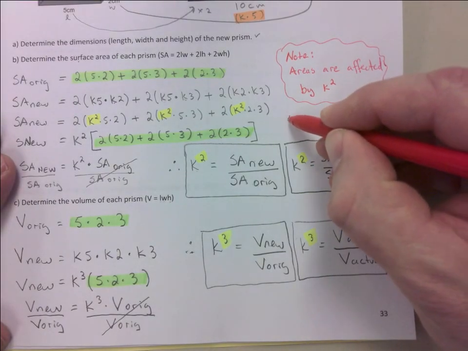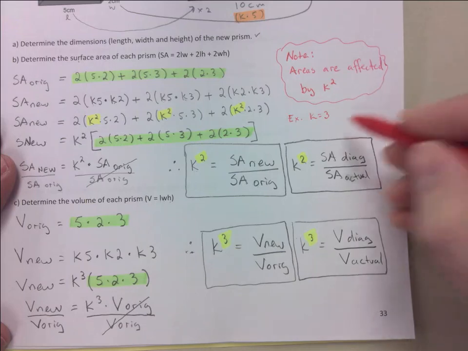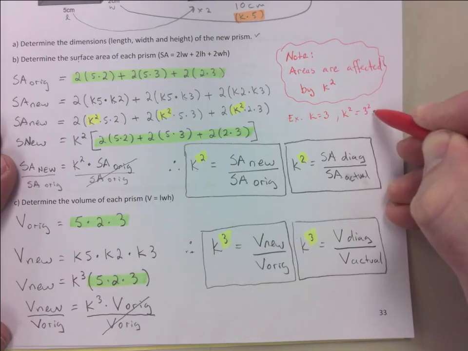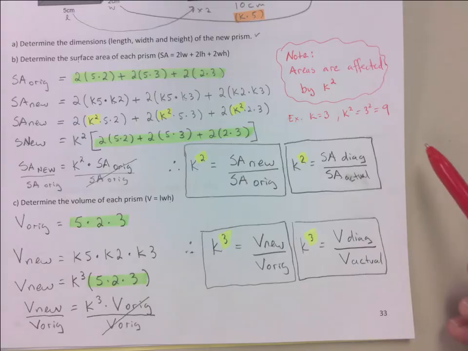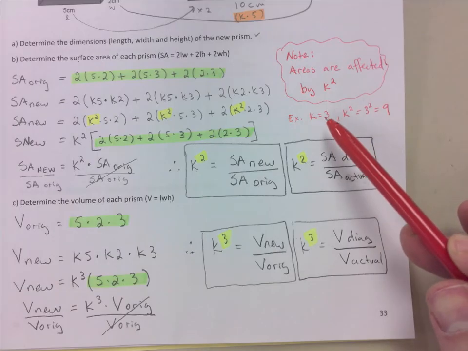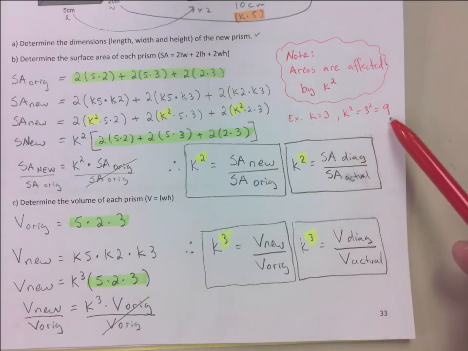Maybe I should give you an example. If K is equal to 3, then K squared is equal to 3 squared, which is 9. So what are you talking about, Mr. Erickson? If the scale factor is 3, if every dimension from one to the other has been, in this case, tripled, then the resulting surface area will actually be 9 times bigger. Okay. There's a K squared relationship between the areas.